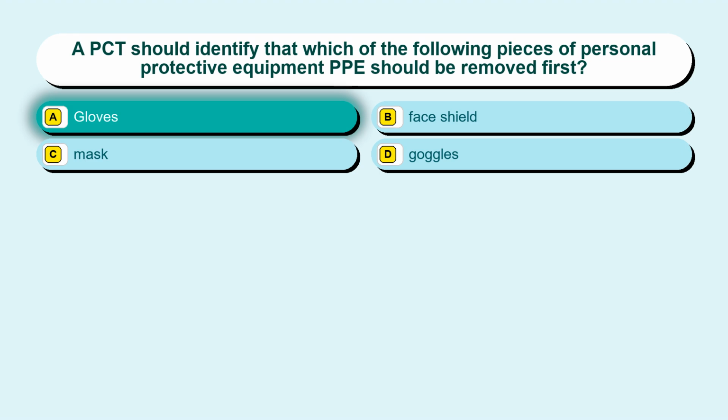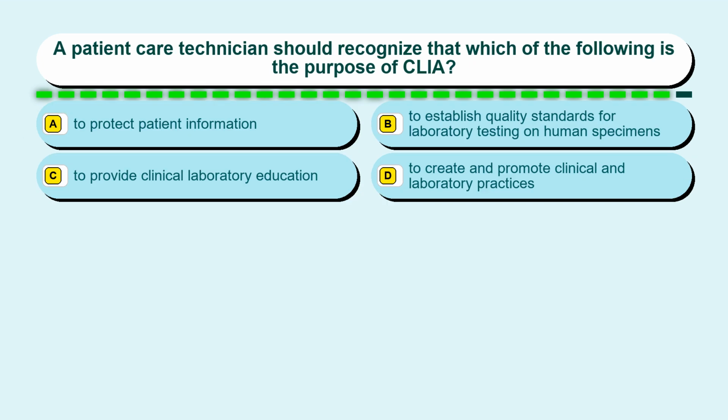The correct answer is option A, gloves. A, gloves. Question 48. A patient care technician should recognize that which of the following is the purpose of CLIA?